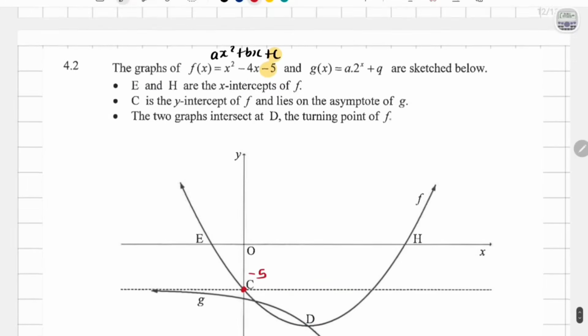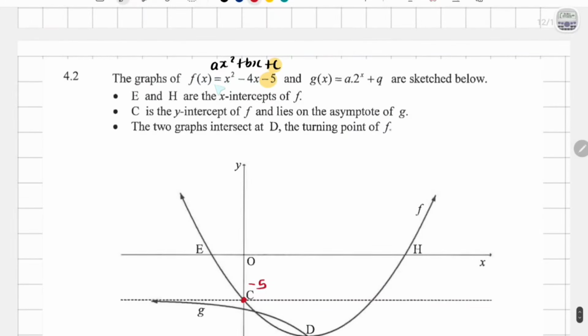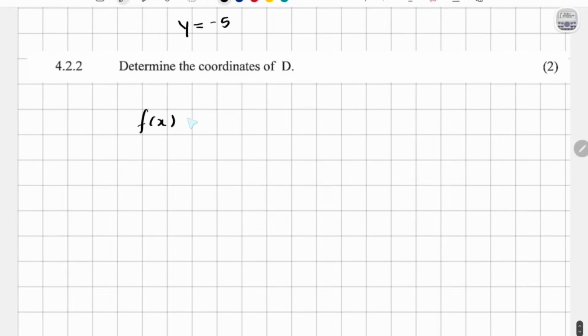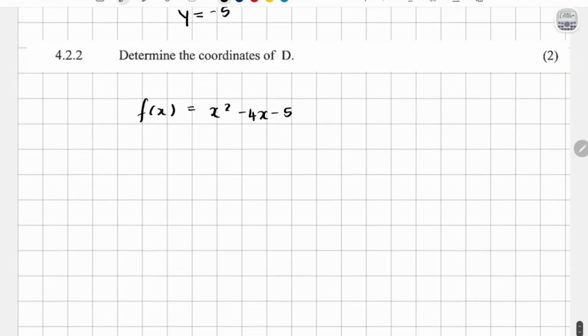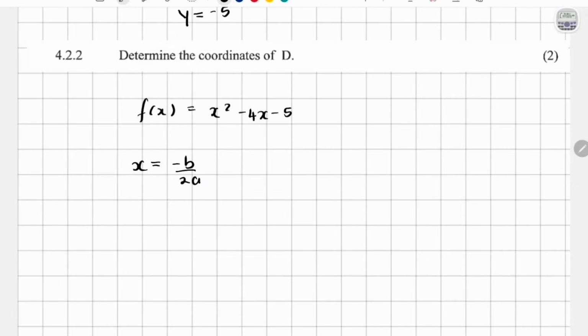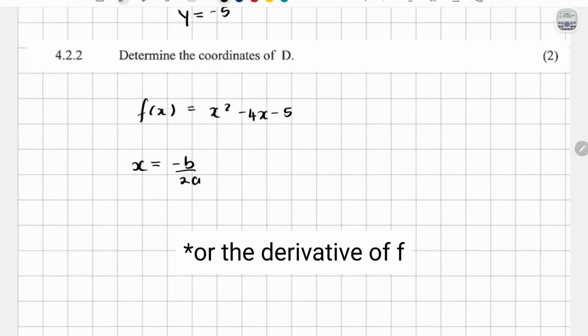And now to find d. Well, they gave us the equation of f of x and it's in standard form. So to find the turning point when your equation is in standard form, you find it like this. Let me just rewrite what we have. Okay, so this is f of x, and to find that turning point, you're going to have to use this formula. x is equal to -b over 2a. There is a longer method where you have to complete the square, but that takes too long. You can just use this formula instead.